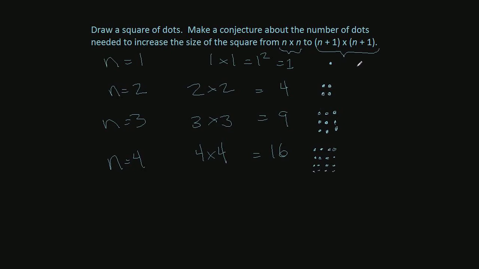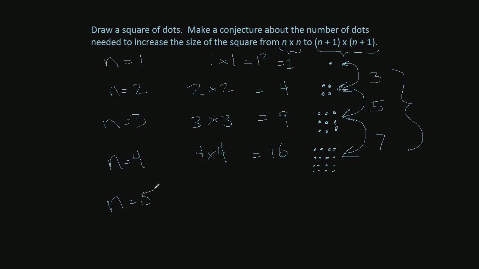So now how many dots are needed to go from one square to the next? Well, from one dot to 4 dots, that's 3 more dots. Now from 4 dots to 9 dots, that's 5 more dots. From 9 dots to 16 dots, that's 7 more dots. Do you see a pattern going on right here? 3, 5, 7. Well, let's go ahead and do one more.